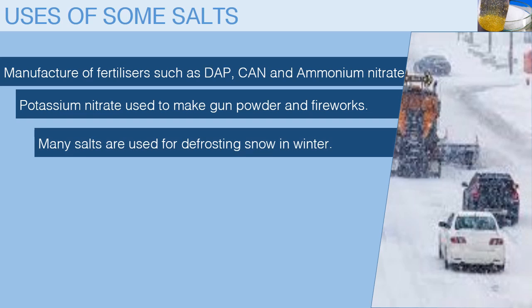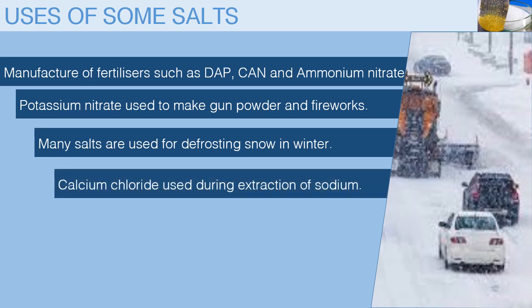Many salts are used in defrosting snow in winter. Like you see in this diagram at the far right side, there are cars in winter and there's snow all over the road. So salts are added to ice or snow as an impurity to lower the melting point so that it can defrost faster.